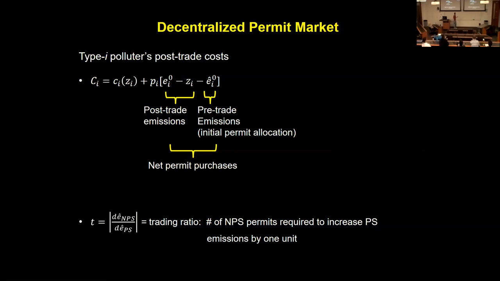And the trade ratio, as I mentioned before, it's just the number of permits required to increase point source emissions by one unit. We're going to call that T. This is just the terms of trade, basically.